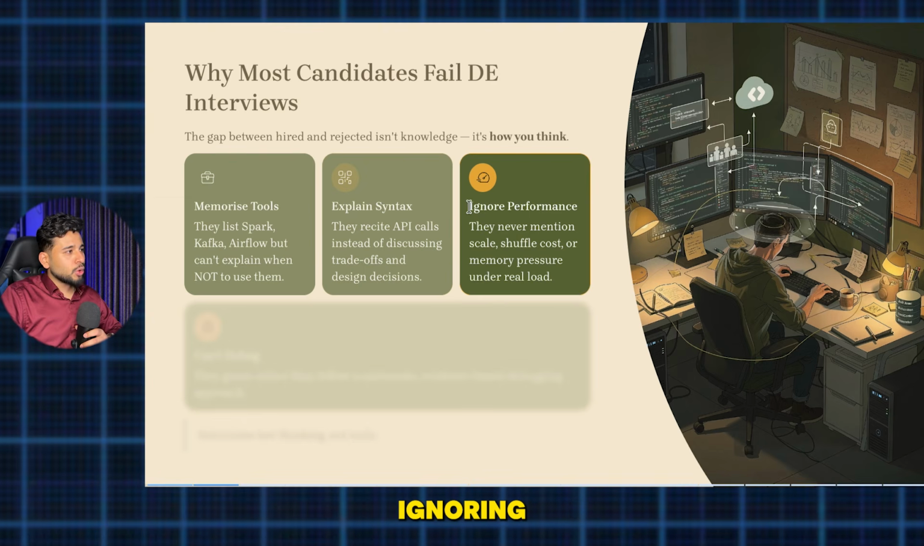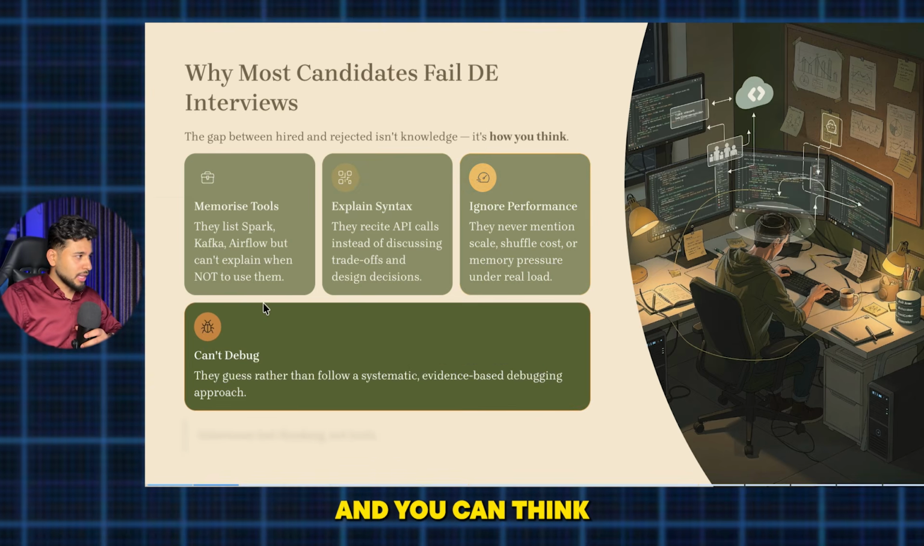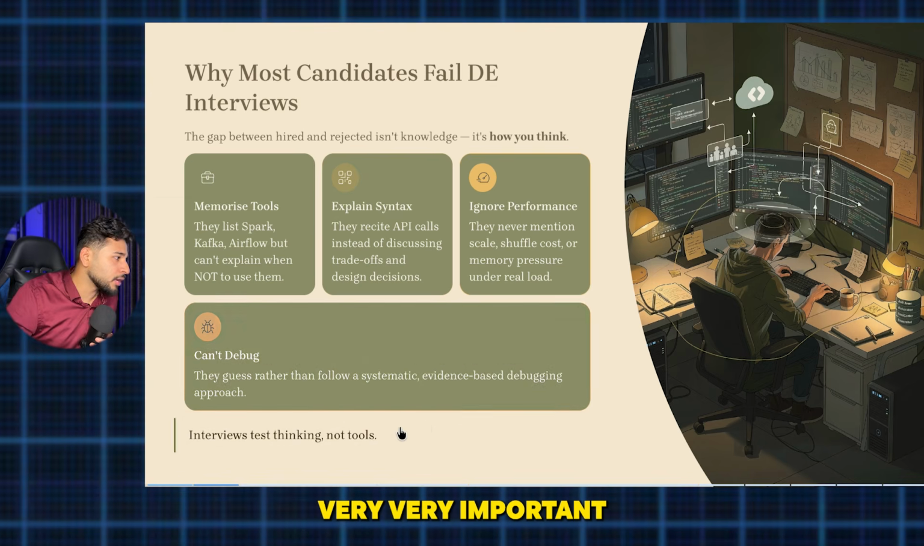Next is ignoring performance. They are not focusing on performance, and cost is a key metric. You have to talk about those things. You cannot just do random wide transformations everywhere and think you are getting the answer. No, your pipeline will fail at the production level. And they are not able to debug things. Very, very important to understand.